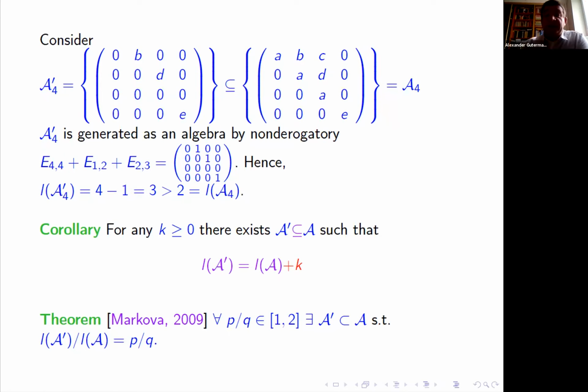So, in fact, iterating this idea, we were able to find subalgebras which have length greater than the length of the original algebra for any A. And Olga later on worked with quotients. So we could even make this quotient arbitrary.